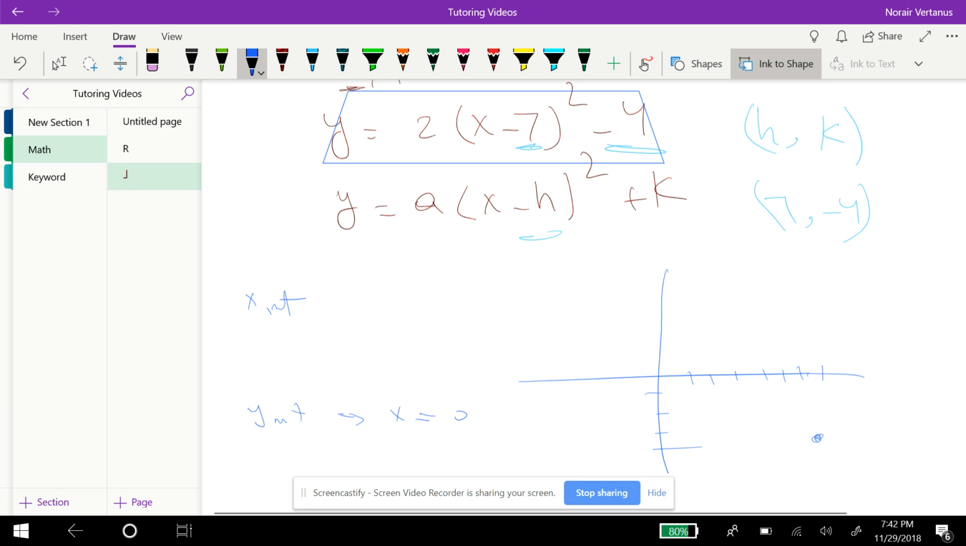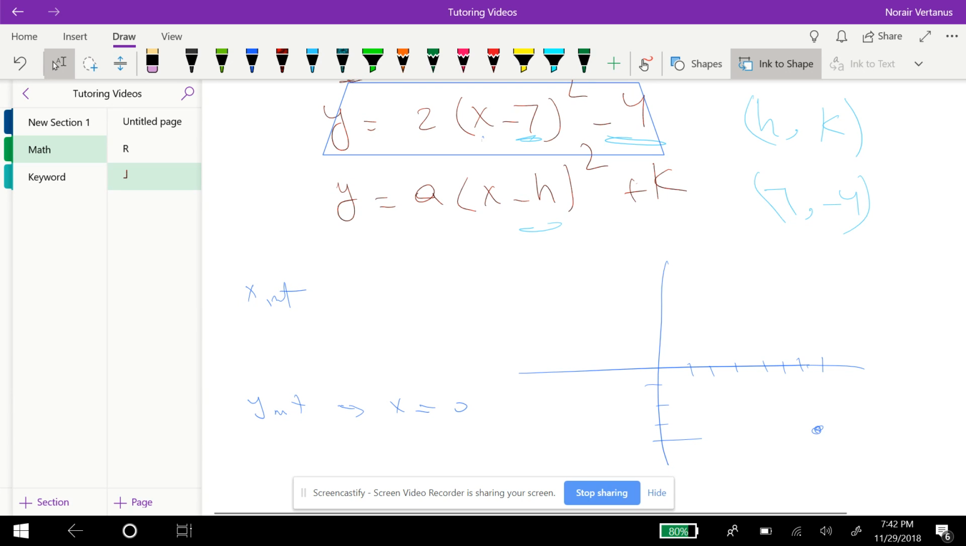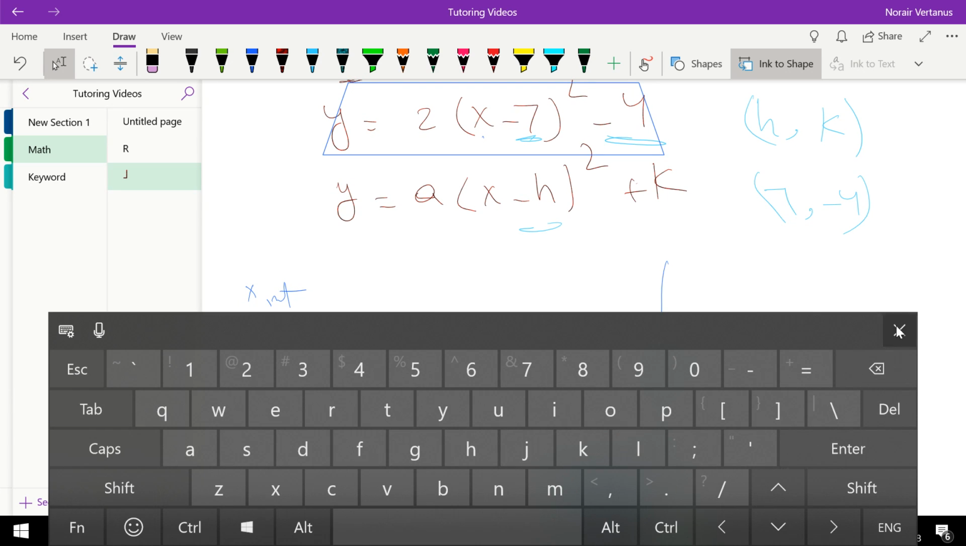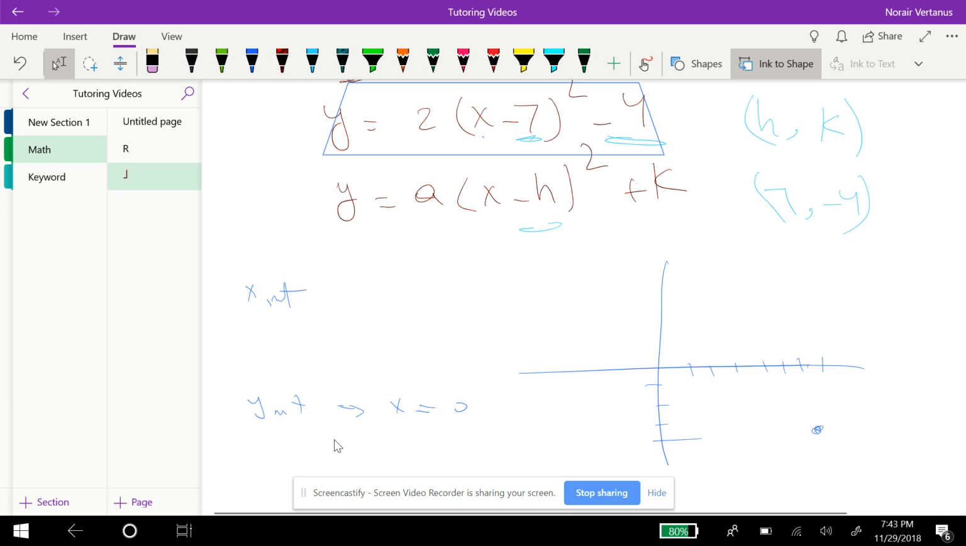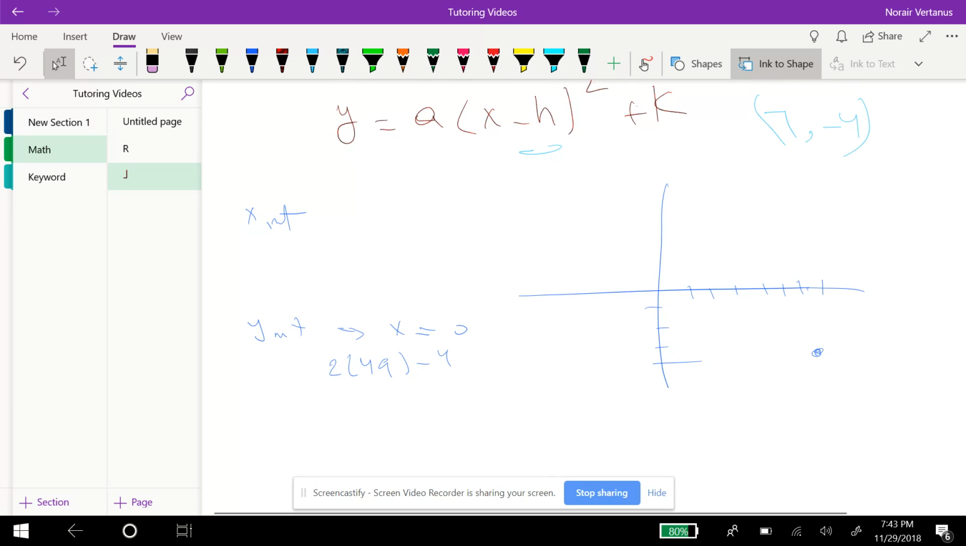If you plug 0 here, it's going to be 0 minus 7, which is negative 7 squared, which is just 49. 2 times 49 is 98, minus 4 is 94. So the y-intercept is 94, right? So somewhere over here, let's say 94. It's not to scale.